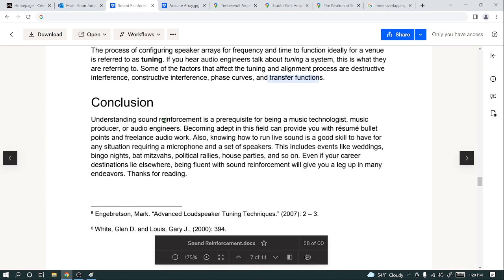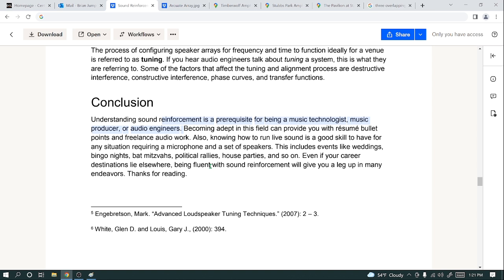Okay, so the conclusion here is that understanding sound reinforcement is a prerequisite for being a music technologist or a music producer or audio engineer. Really, it's where the most immediate money is, right? If you want to go into this field, like, can you run sound? No, I cannot. Well, then you don't get most of the jobs, right?